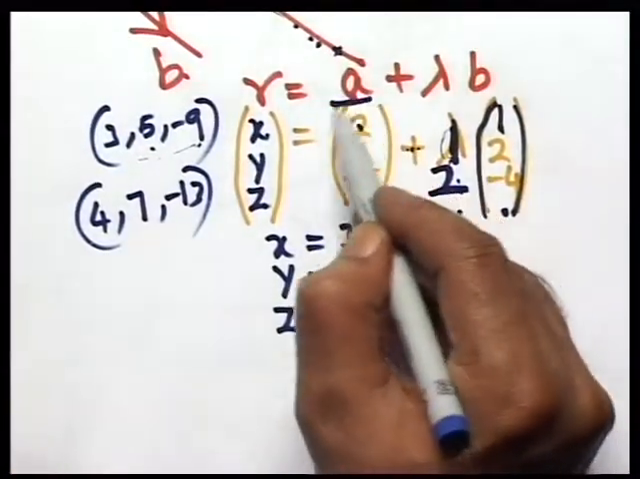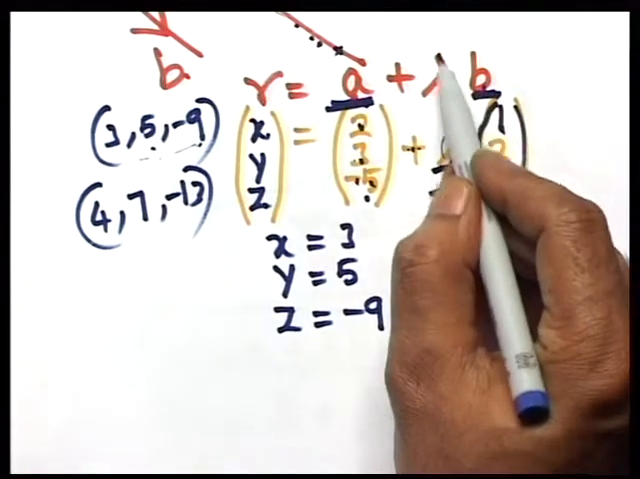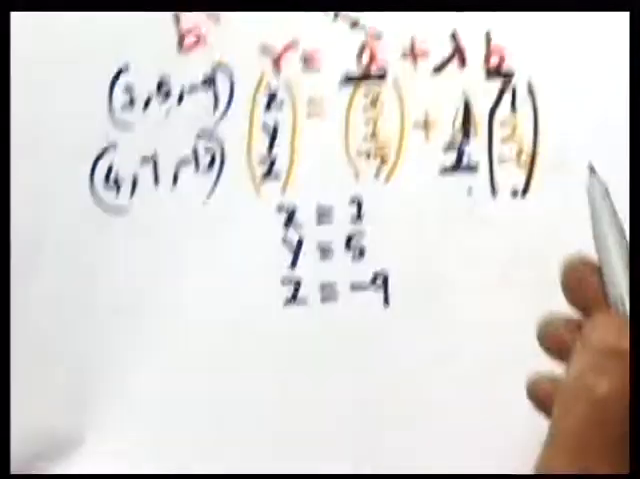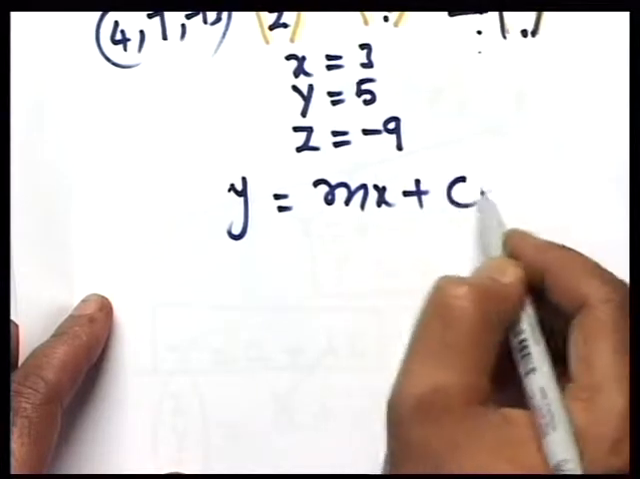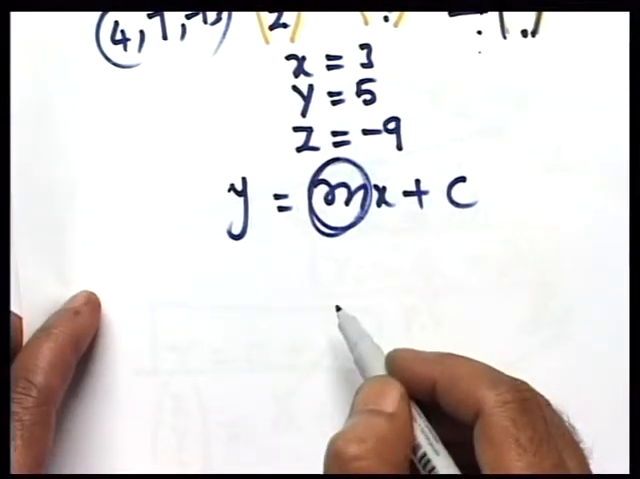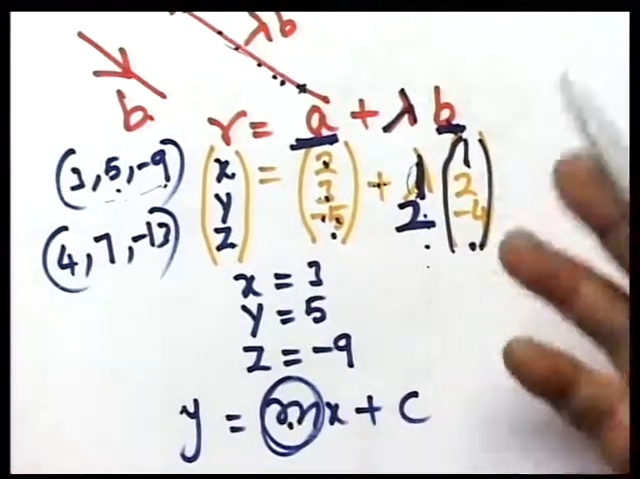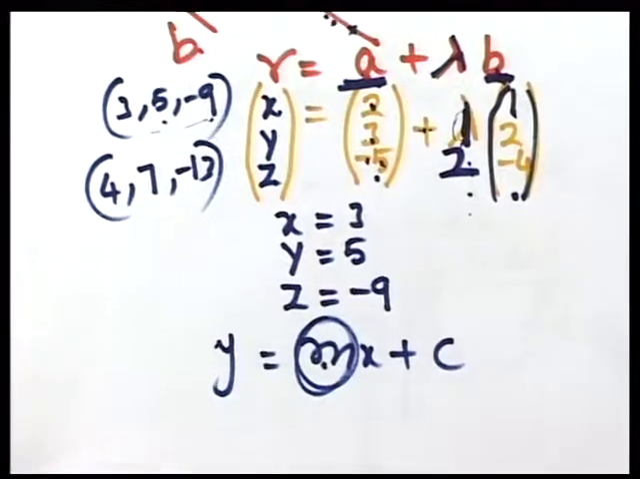The first one is the position vector. The second one, the one next to this scalar, is the direction vector. Very, very important. You might think it looks like y equals mx plus c. That's the gradient, isn't it? So here that lambda is a kind of gradient. But I don't like to call it y equals mx plus c.